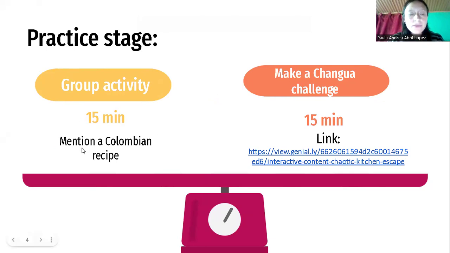In this activity, you just have to mention to a partner a Colombian recipe, just the name of the Colombian recipe. And after that, you have to share and mention the ingredients of this Colombian recipe. And obviously, you have to mention why you chose this Colombian recipe. For example, why do you like this Colombian recipe? And that's all for this activity.